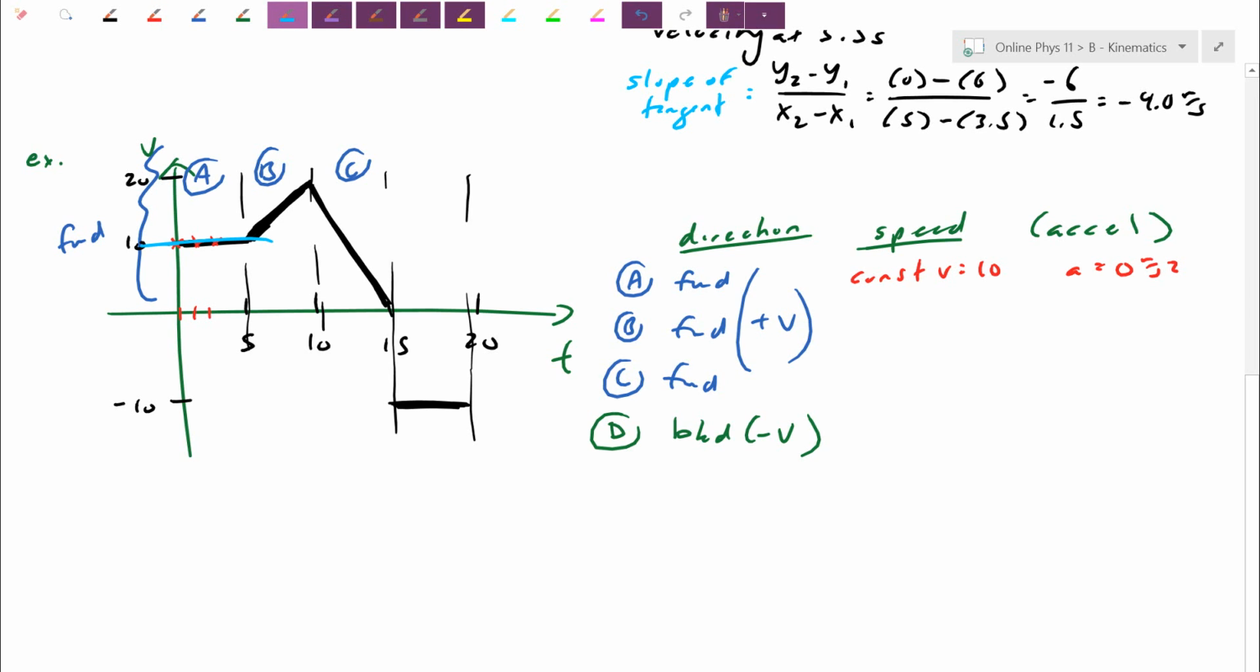Perfect. Then in part B, your slant actually switches over to become positive. At 5 seconds, it's slanted upwards. A little bit later, still slanted upwards. A little bit later, still slanted upwards. Your acceleration is also positive.